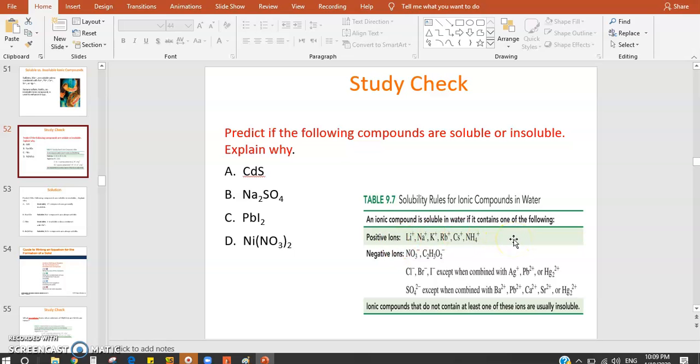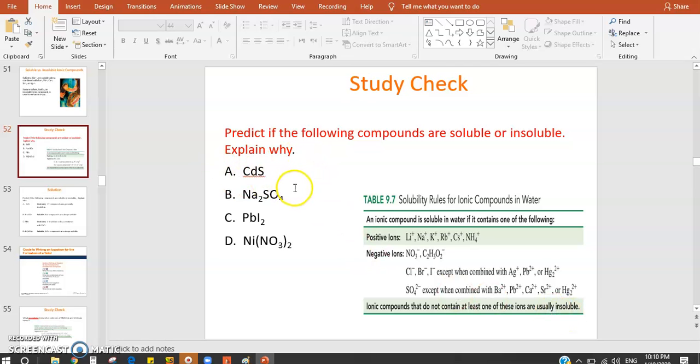If I ask you a question about determining solubility, I will give you this table or give you a hint about the compound you're using. So it says all of these positive ions are soluble. All of these ions, whenever they're in a compound, make it soluble. These two, except if combined with any of these. And then it says ionic compounds that do not contain at least one of these ions are usually insoluble.